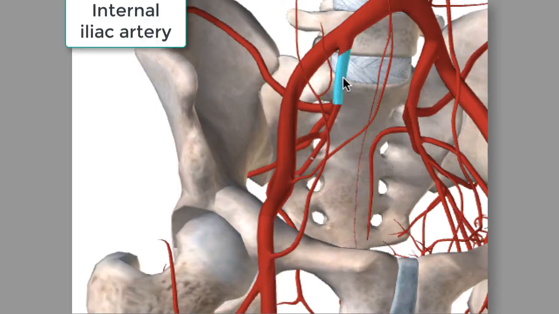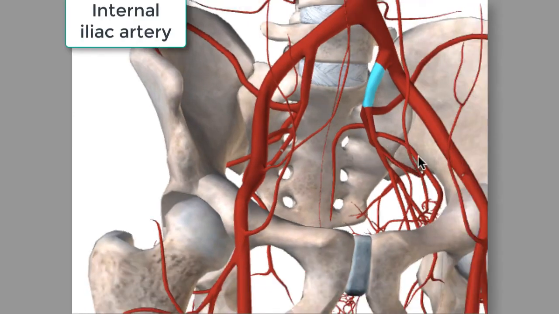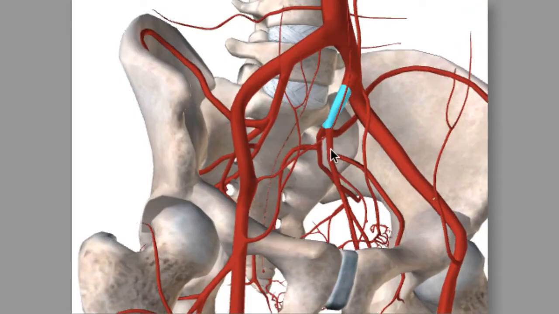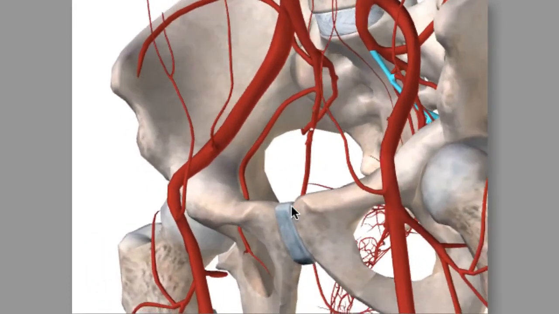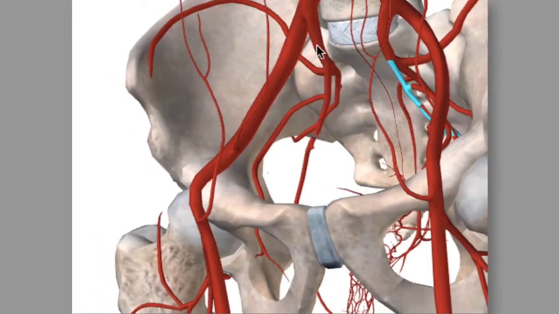The internal iliac artery passes down into the pelvis to the upper margin of the greater sciatic foramen. There it divides into anterior and posterior divisions. The branches of these divisions are numerous and supply the pelvic viscera and the gluteal region. Today we are going to learn three branches which participate in blood supply of the lower limb: the obturator artery, inferior gluteal artery, and superior gluteal artery.